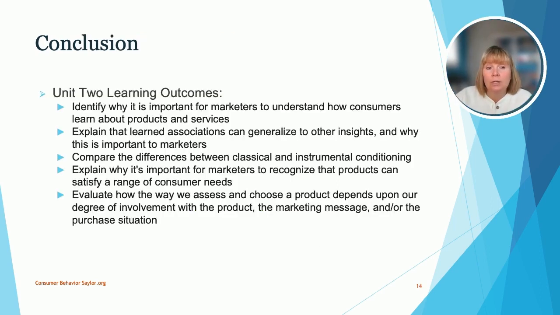Okay, in conclusion, here are the Unit 2 learning outcomes that we covered today. We talked about why it's important to understand how consumers learn about products and services. We talked about learned associations and the differences between classical and instrumental conditioning. We also talked about why it's important to recognize that products can satisfy a wide range of needs. And then we also talked about the level of degree of involvement in marketing, the marketing message, and the purchasing situation.